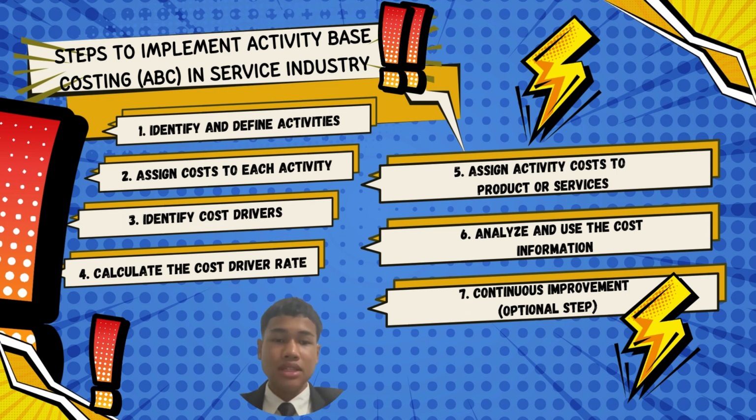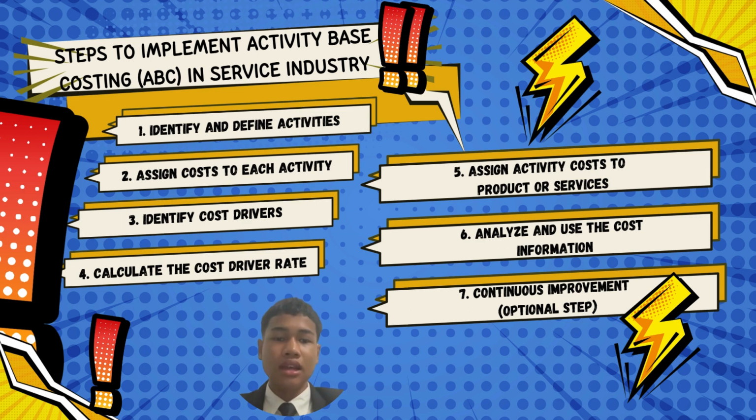Step 5 is assign cost to products or services. Once we know the cost driver rate, we apply it to the product or service. We multiply the rate by how much the product or service used the activity. This helps us know the exact cost of each service or product based on real usage.